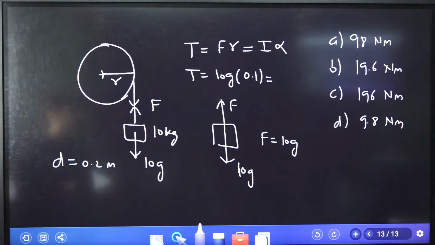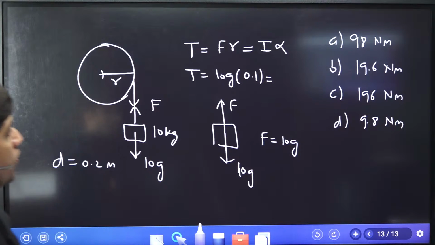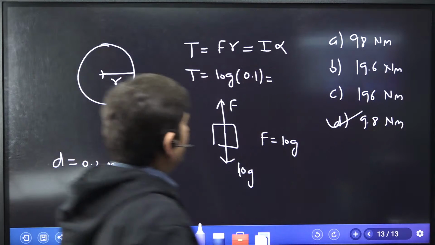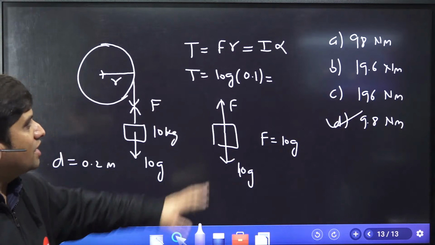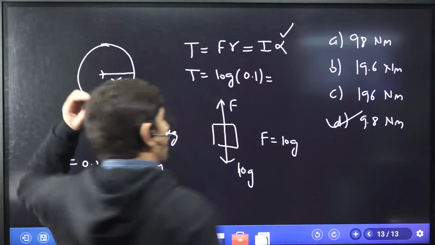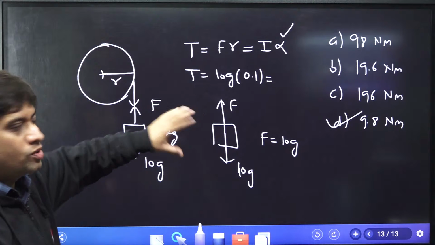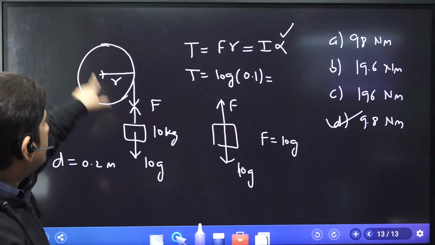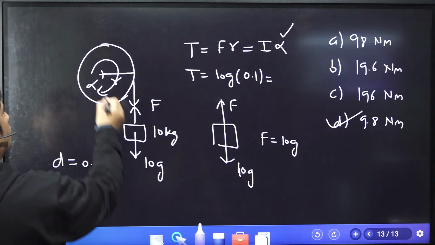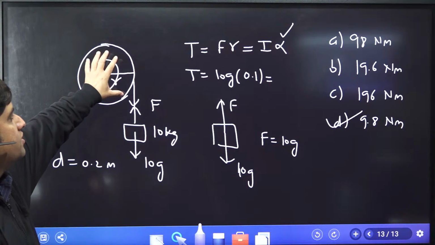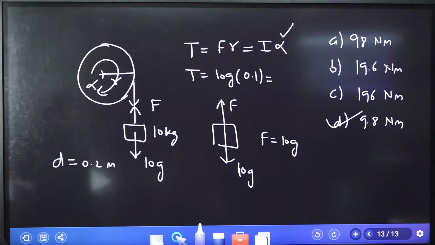10, approximately 100, so 98 looks close. No, this is m is 10 kg into g into r is 0.1. So how much is it coming? 9.8. This comes out to be 9.8. But this question was very simple. When the exam is going to ask you alpha, if it is released, what is alpha going to be? So if you know the I, alpha of this. Because the moment of inertia of a disc, and a pulley is nothing but a disc only. So if I take a pulley or disc, this is how it is to be calculated.